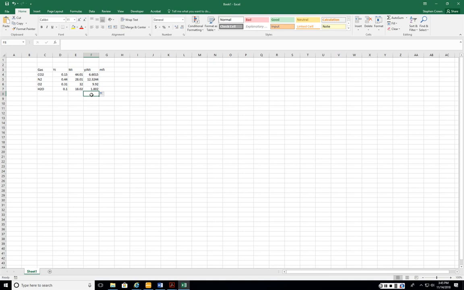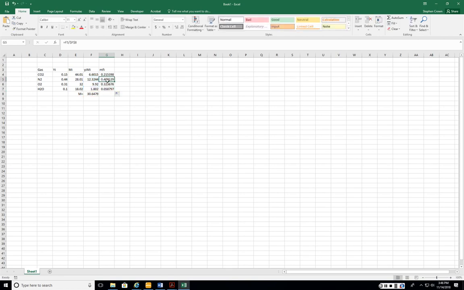And then I'm going to sum those. So equals, let's put that over to the right here, and equals sum of all these. So that's my mixture molecular weight. And then this equals this number divided by yi Mi divided by the sum of yi Mi. And that cell I want to lock, so I'm going to hit F4 so that cell doesn't move when I copy the formula. And then I copy this down, and each one of these always refers to this bottom cell then.